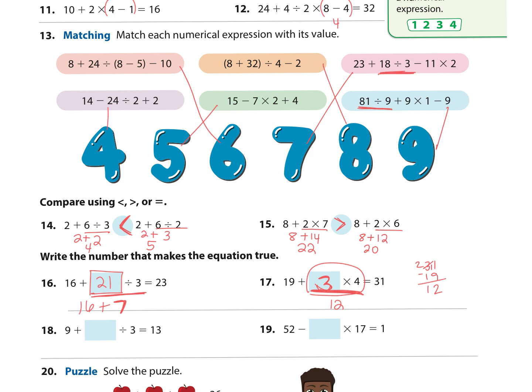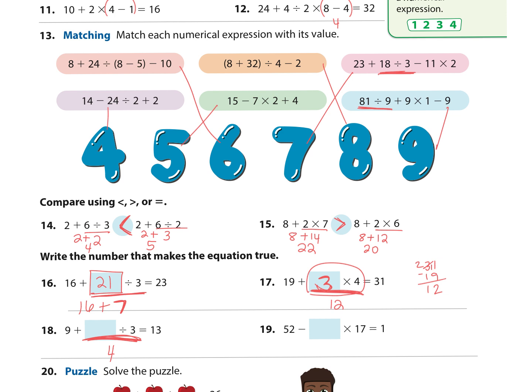Okay, number 18 is 9 plus something divided by 3. Well, if I'm trying to get to 13 and I'm adding something to 9, what does this problem here have to equal? 9 plus what equals 13? 4. So then how do I figure out what my missing number is if I know that something divided by 3 equals 4? 3 divided by 3 would be 1. Does that equal 4? So that won't work.